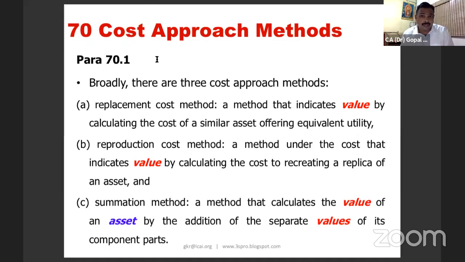If you go by ICRVO, they will only discuss two methods: the replacement cost method and the reproduction cost method. They will not use the word "broadly." There are three cost approach methods is the wording used here. But in ICRVO, they say minimum two approaches are possible. So even ICRVO doesn't negate that there can be more than two methods. So in cost approach, you have replacement cost, reproduction cost, and the summation method.